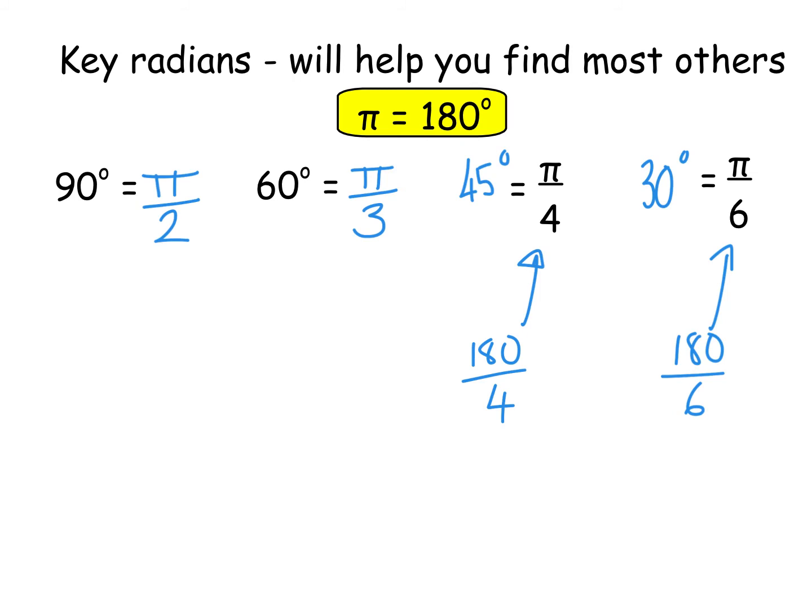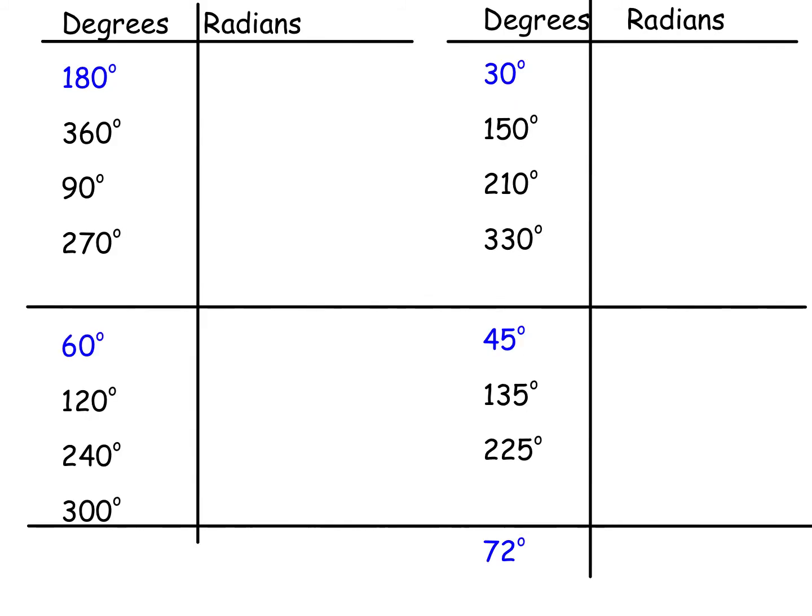So these are your core ones, because if you know 30 degrees, you can get 60, you can get 120, you can get 150, you can get 300 and so on. If you know 45 degrees, you can get 45, 135, 225, all these very common multiples of 45. So let's look at these in a wee bit more detail. So we're going to meet these 4 again. Okay, so what we've got here is we have some really common angles which we have to be able to convert into radians, all right?